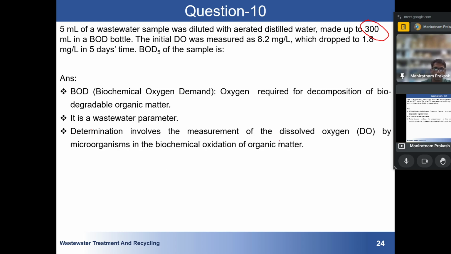Determination of BOD involves a measurement of dissolved oxygen consumed by microorganisms in the biochemical oxidation of organic matter. So we cannot measure BOD directly. We have to measure dissolved oxygen.